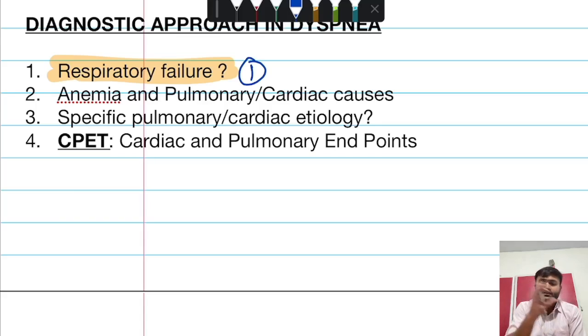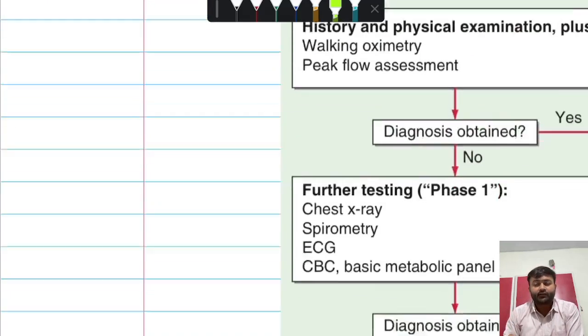If all of this causes the diagnosis to remain obscure, in that condition you can go with the final testing that will help you differentiate between the cardiac and the pulmonary causes. It's referred to as cardiopulmonary exercise testing, CPET. The important point in this is what are considered the cardiac endpoints and what are considered the pulmonary endpoints. This is the only fact.